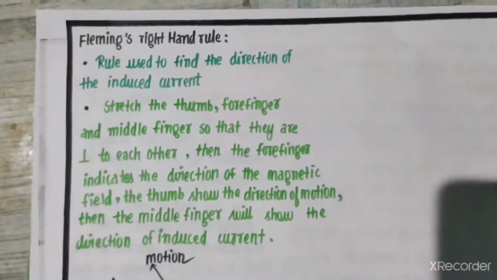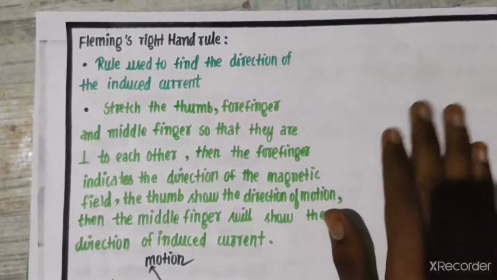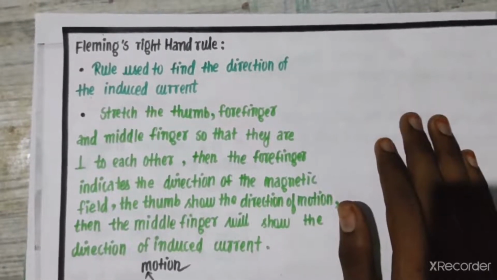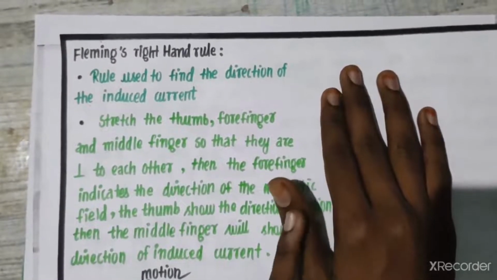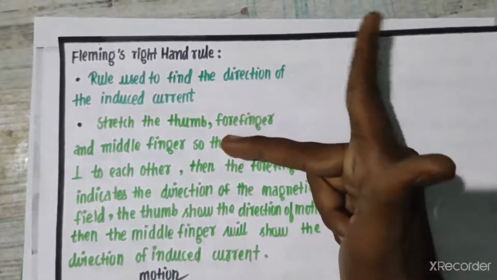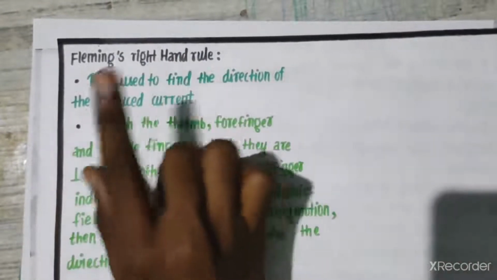This is a very easy rule, guys. You have to take your right hand now. Whatever we have discussed in case of left hand, we are going to do the same thing now. Take your three fingers. What are they? Thumb, forefinger and your middle finger. Keep them mutually perpendicular to each other. Now listen to me guys, this is the rule used to find the direction of induced current.